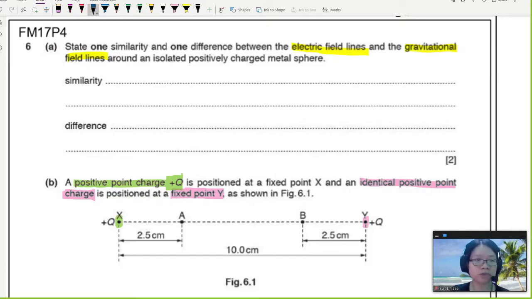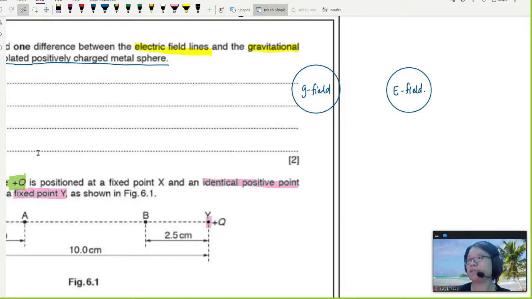So let us begin. Similarity: if you think about the way we draw the electric field lines, you will draw them like the diagram you see, an isolated positively charged metal sphere. For a gravitational field, let's say this is the G field, the field lines we will draw radial, as if they pass through the center of the sphere. Right, here is a better drawing.